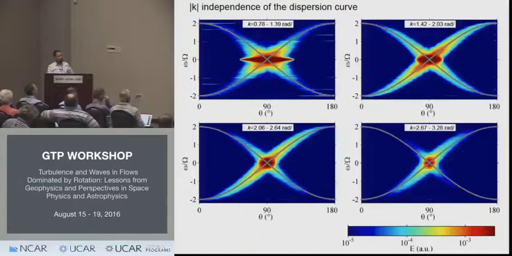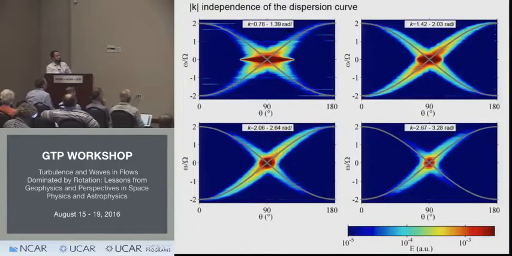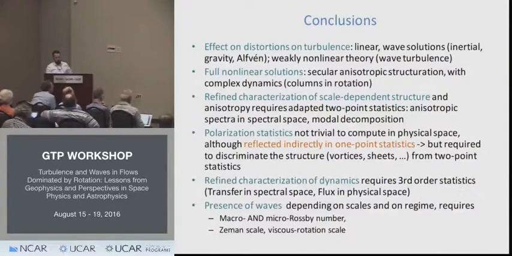So this evidence of the presence of inertial waves in rotating turbulence is also demonstrated in this experiment by Sharon, in which they recover the dispersion relation at the small scales here, but they don't recover that in the large scales. So the conclusion is that I'll leave it.